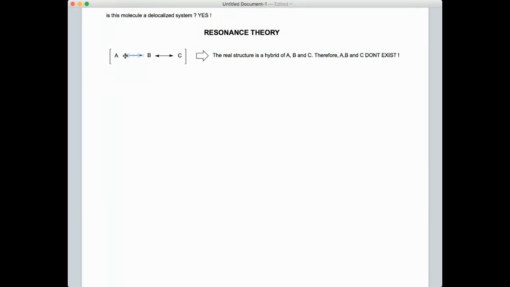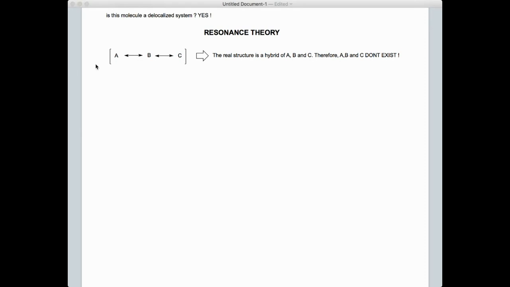We're going to relate them by this symbol here. And we will say that the real structure will be a hybrid of all these structures, a combination of all of them. There is only one real structure, that hybrid. Therefore, it is extremely important for you guys to understand that neither A nor B or C exist. They don't exist. Only one thing exists, which is one molecule, the hybrid, the combination of A, B, and C. And I'm emphasizing this because this is probably one of the most important things about this language.